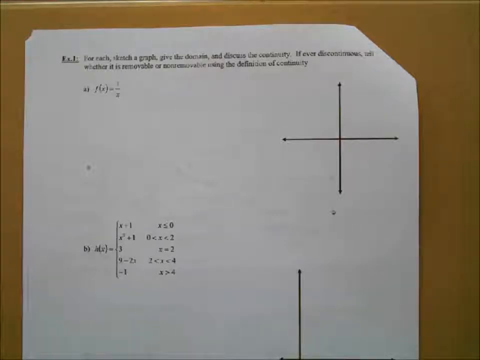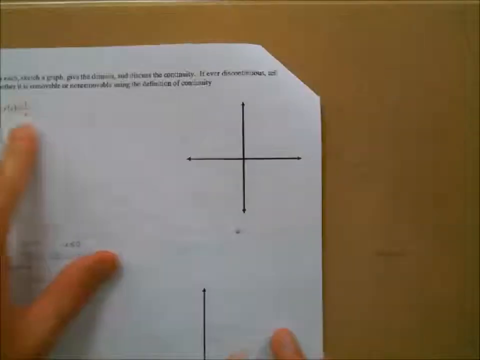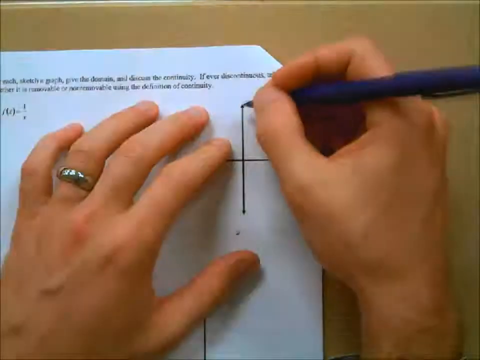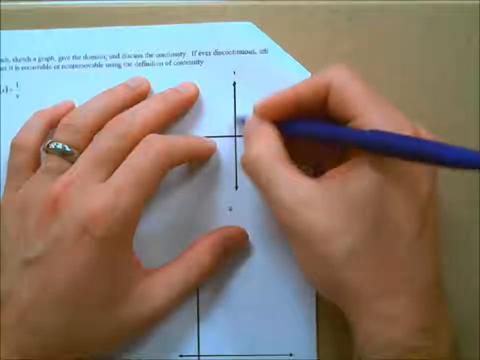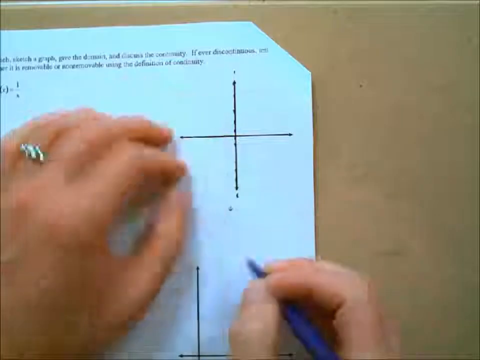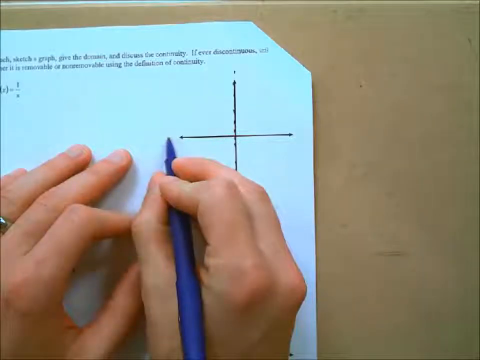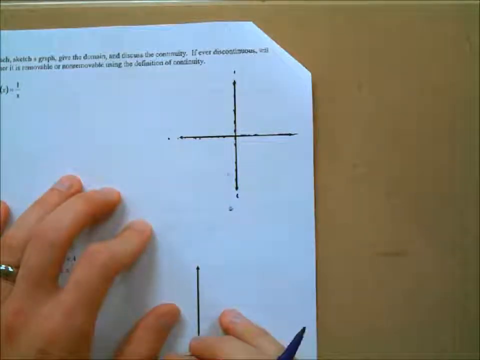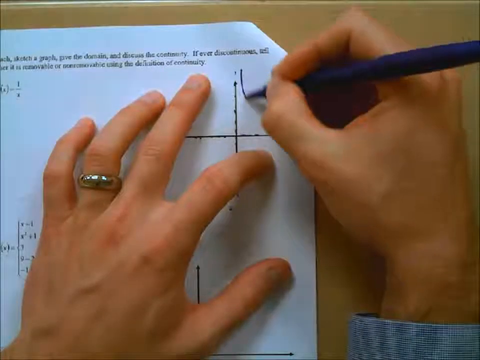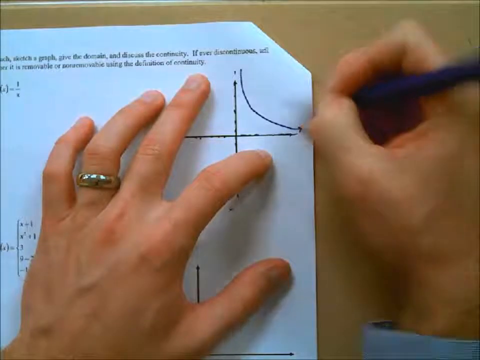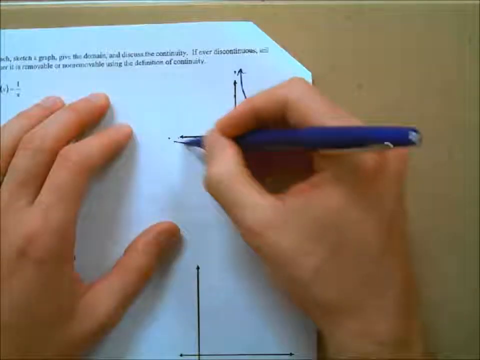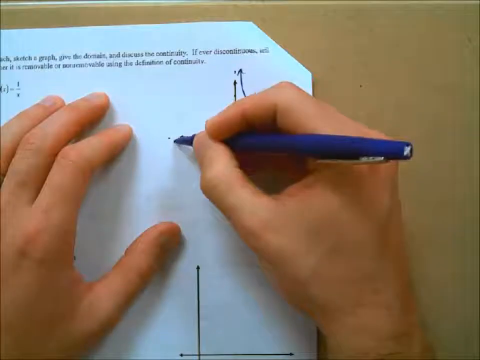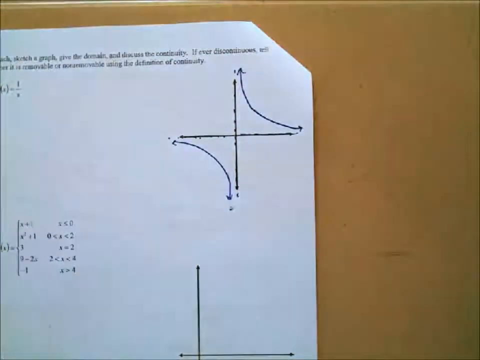Okay, using the definition of continuity. All right, so looking at 1 over x, this is one of our parent functions, so we should have an idea about what this is going to look like. We have that vertical asymptote on the y-axis, and we also have a horizontal asymptote on the x-axis, so if you want to draw that in, you can. Again, we're just going to sketch it here, so I'll sketch in the one piece of 1 over x, and I'll sketch in the other piece of 1 over x, like so. Just like that.